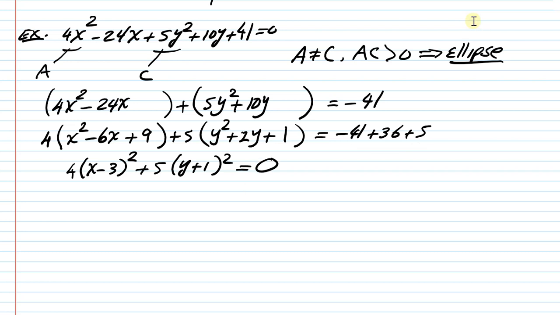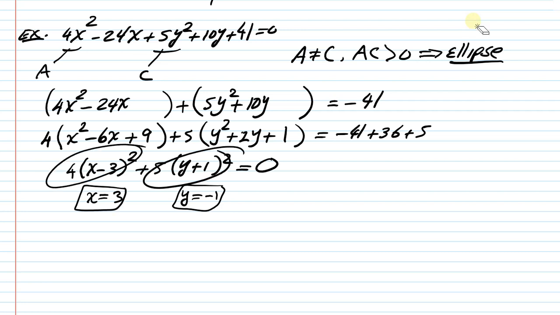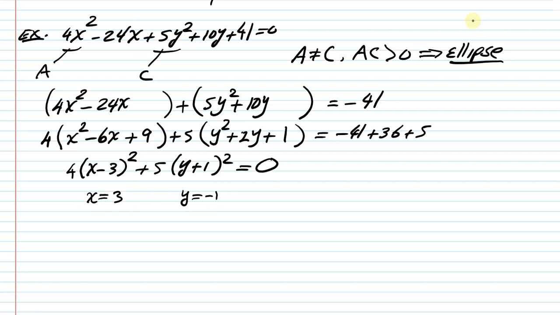Now, at this point, the only thing that makes this 0 is if this is 0 and that is 0, right? 0 plus 0 makes 0. So x has to be 3, y has to be negative 1. So that's 0 and that's 0. 0 plus 0 becomes 0 by inspection. Therefore, this is a degenerate ellipse. This one is going to be a single point, a degenerate ellipse, (3, negative 1).